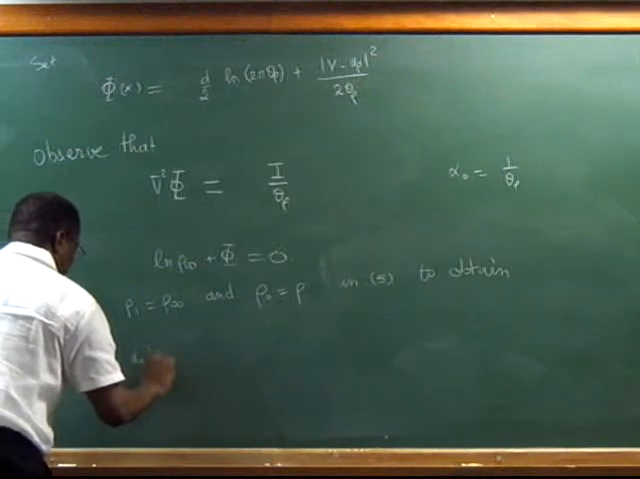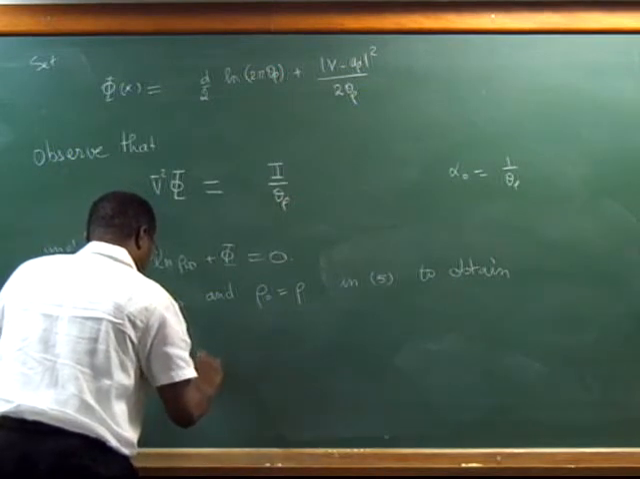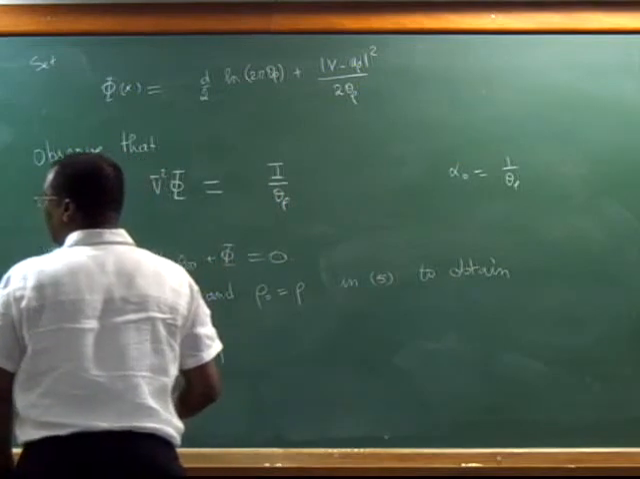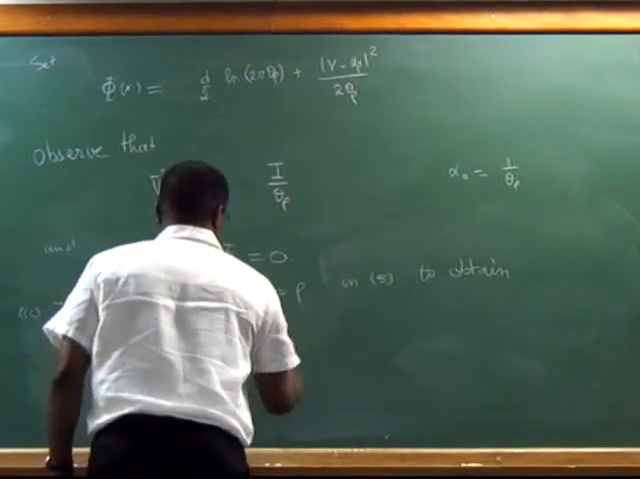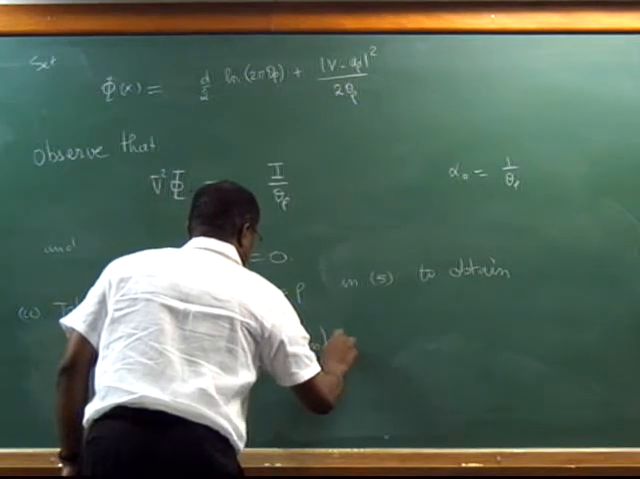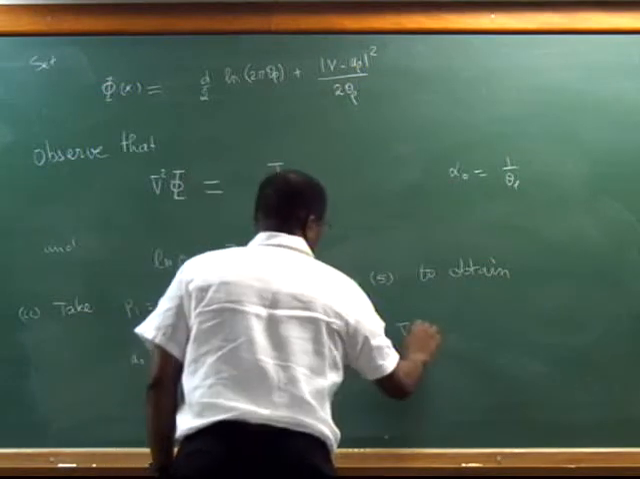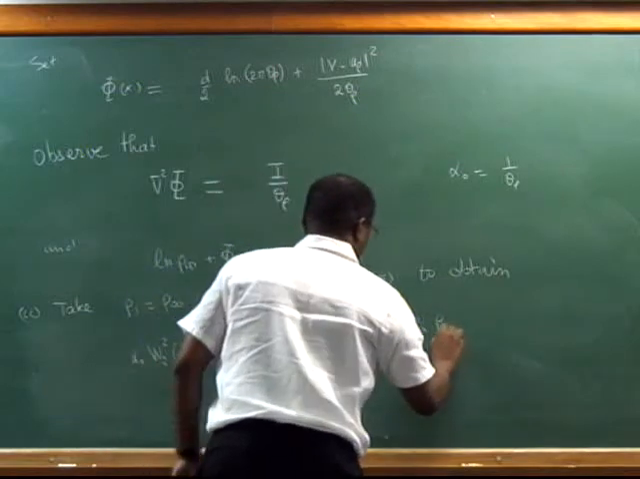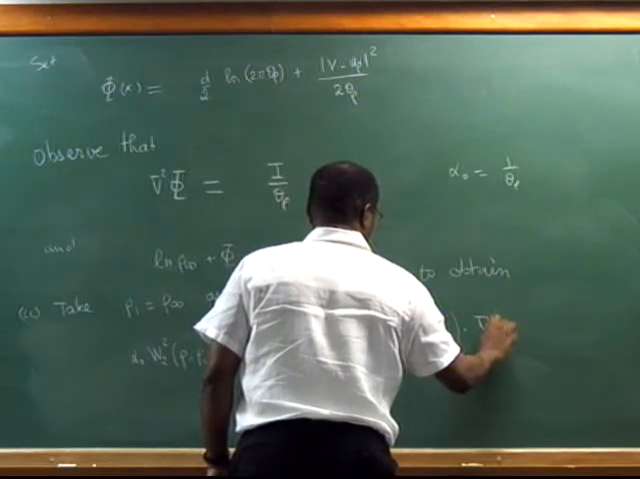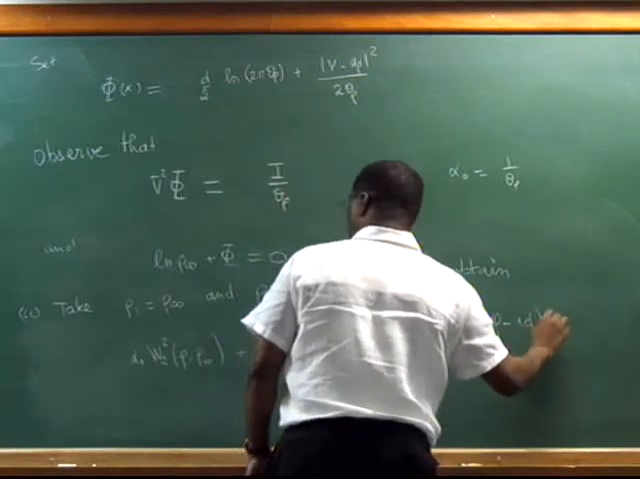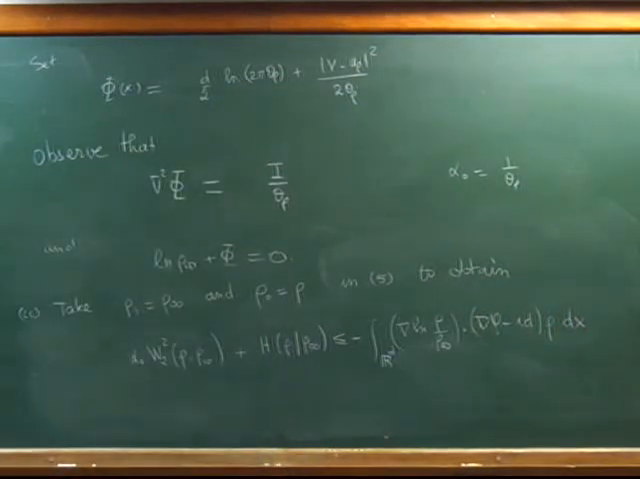To obtain alpha naught times the squared distance between rho and rho infinity plus h of rho, knowing rho infinity, is less than negative the integral over R^d of the gradient of log of rho over rho infinity, gradient of phi minus identity, rho dx. Okay, so this is what I get from there.